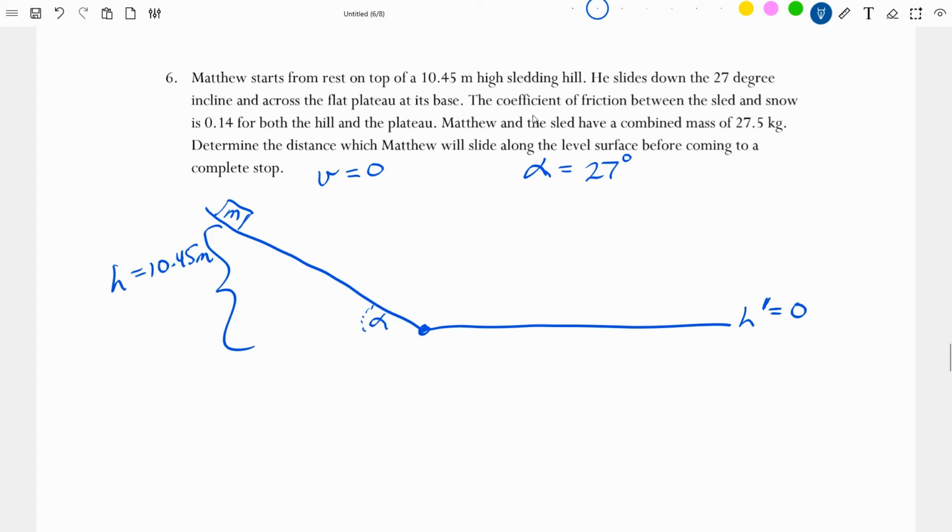It slides down and then across the flat plateau. The coefficient of friction between the sled and the snow is 0.14, so the coefficient is 0.14 for both the hill and the plateau. So there's a continuous, the same kind of surface here. It's not like it changes all of a sudden. It's not like snow, then concrete. It's snow everywhere. So the same coefficient of friction.